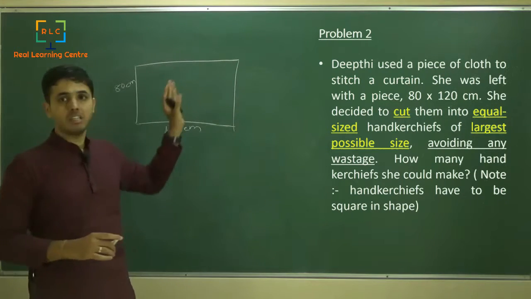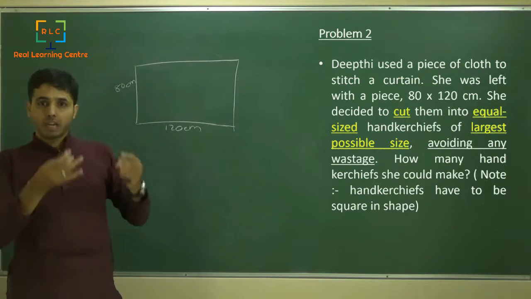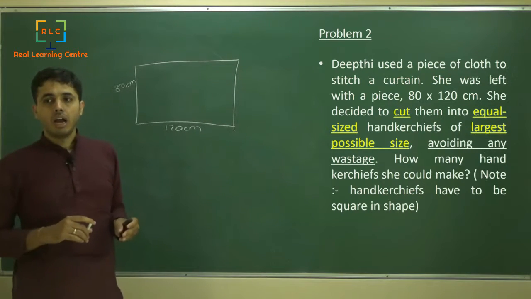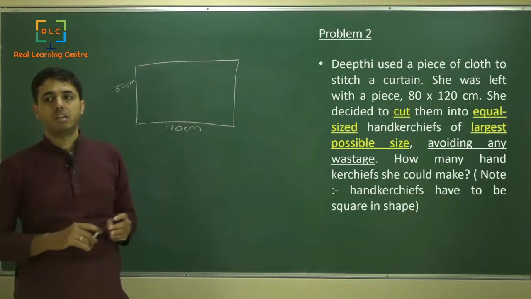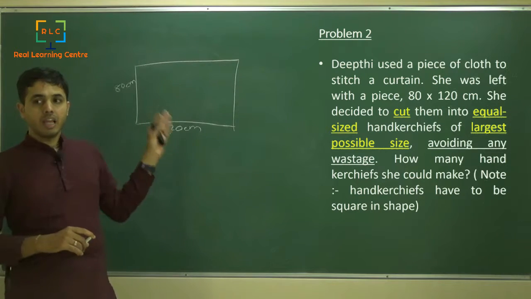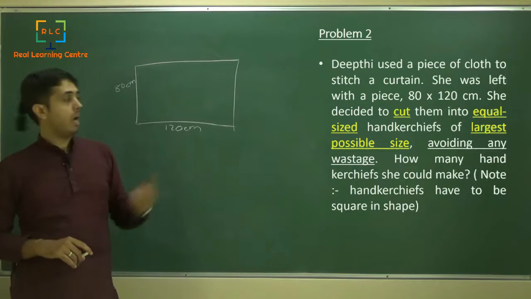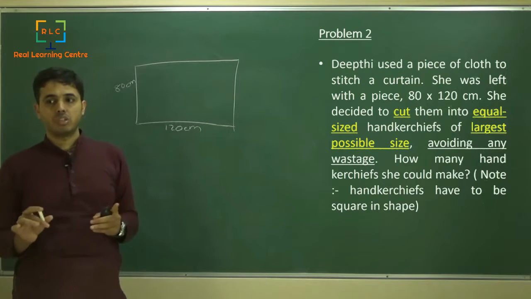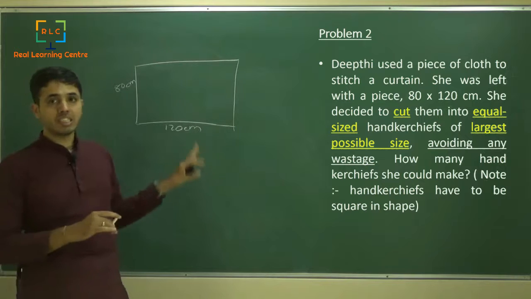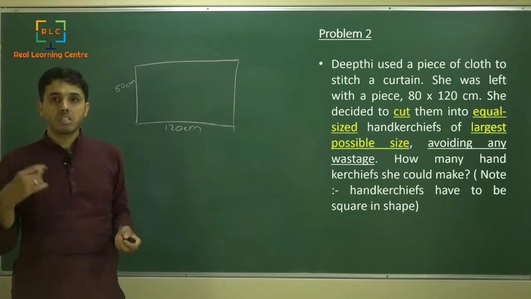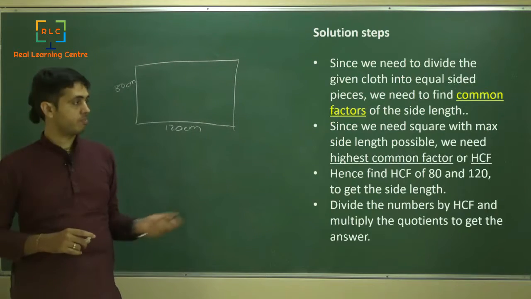One is cut the given cloth and reduce it in size, but have equal size, and then largest possible size. And of course avoiding any wastage. So now, having noted the keywords, let's start solving the problem.